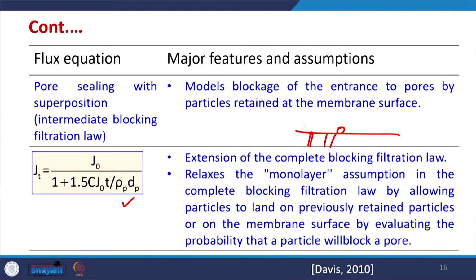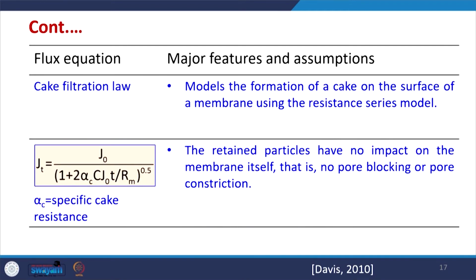So, suppose these are the different pores which are there, and if a particle is already blocking one of the pores and a second particle is landing on that, then the probability is whether it is landing here or whether it is landing here where a second pore is there. So, depending upon that, this model has been given, and you can use any better book for understanding more of these things.